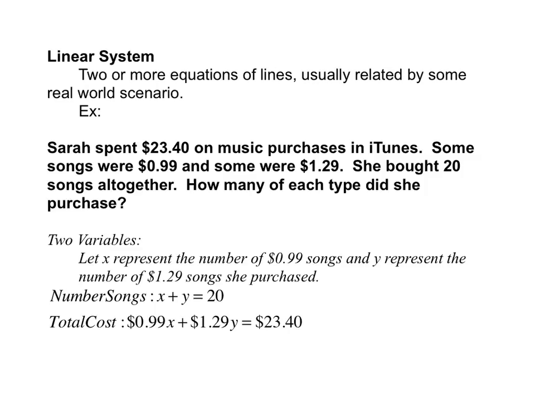And then there'd be another equation for the cost. So that would include the cost times how many of each kind that she bought. So 99 cents times how many she bought, $1.29 times how many of these songs she bought, for a total of $23.40. So this is a very quick example of what a linear system would look like. So these two equations here form our system. And so one might say, okay, now solve and find how many of each type of song she bought.